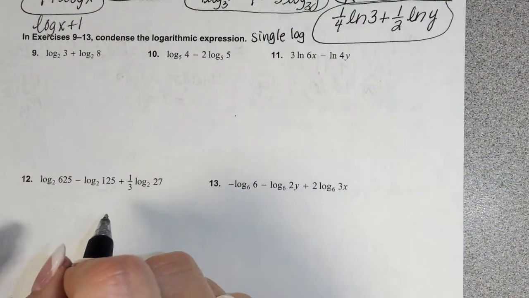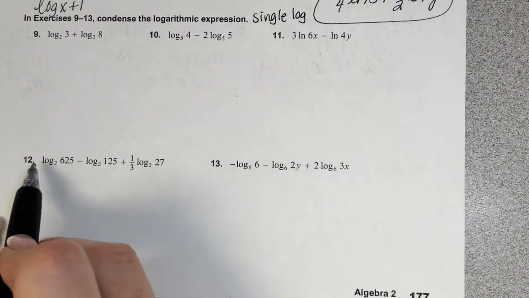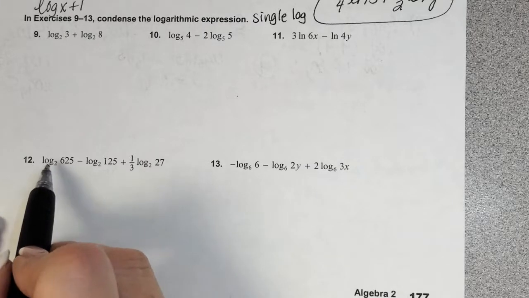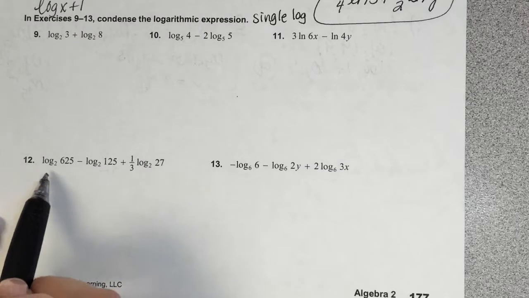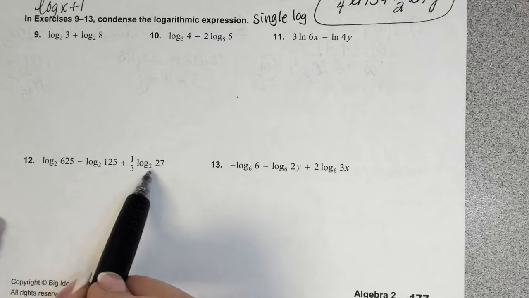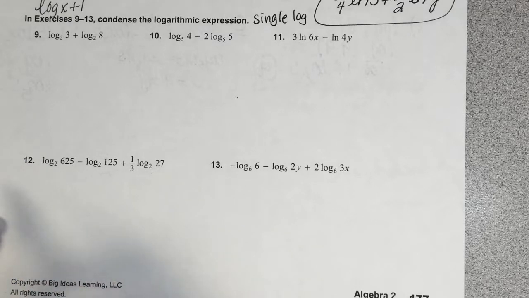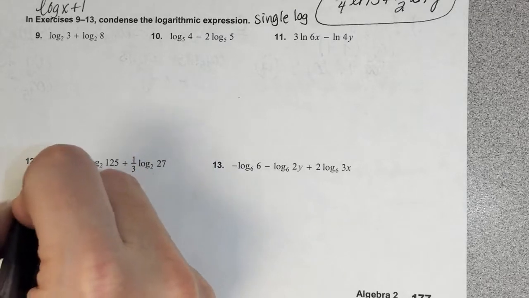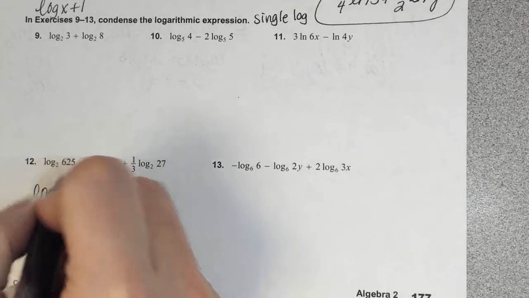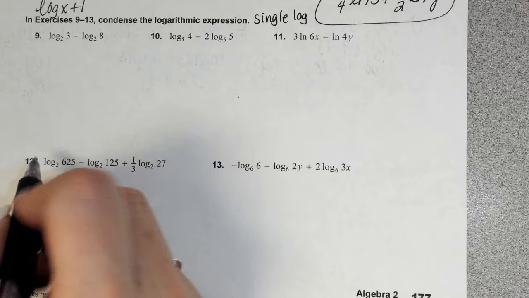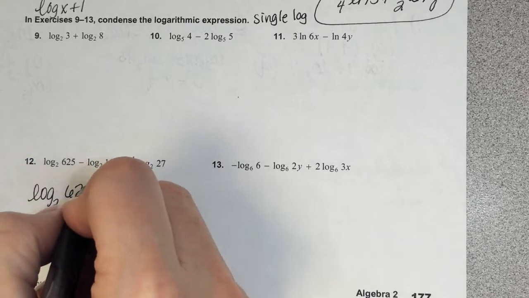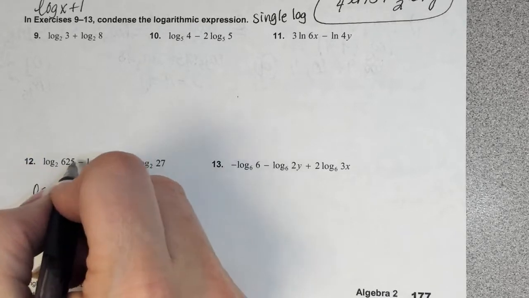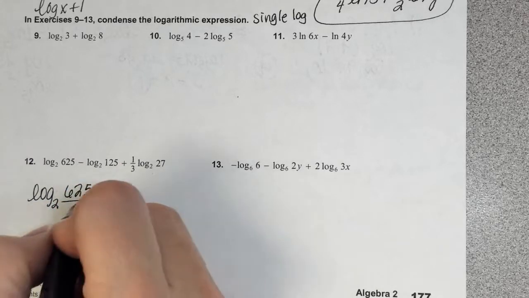All right, so looking at number 12, and plus, all our bases have to be the same. So I have a log, log, log. The bases are all the same. So now what I'm trying to do is make it just one log. So it's going to be log base 2. 625 is positive, so it goes on top. 125's log is negative, so it has to go in the denominator.